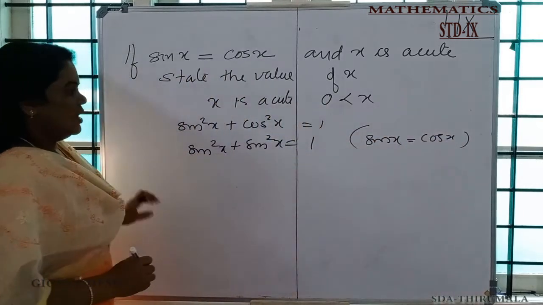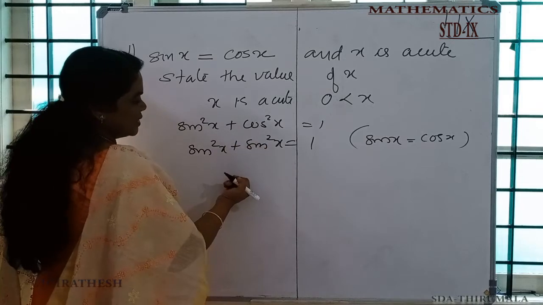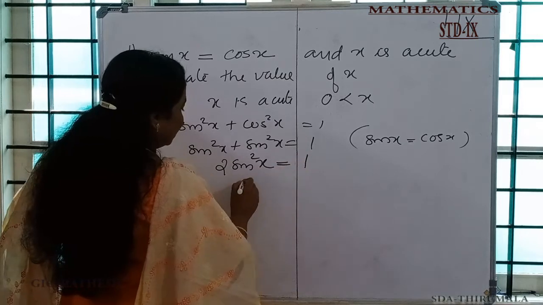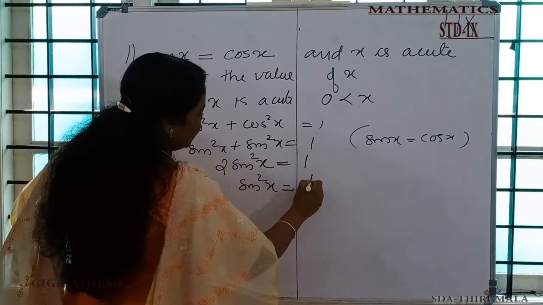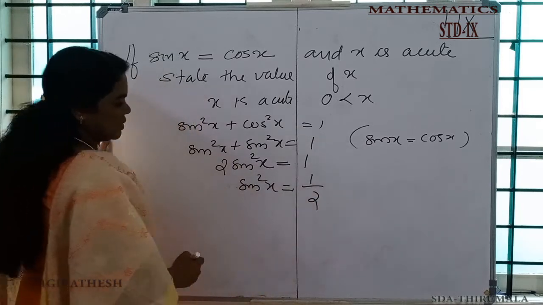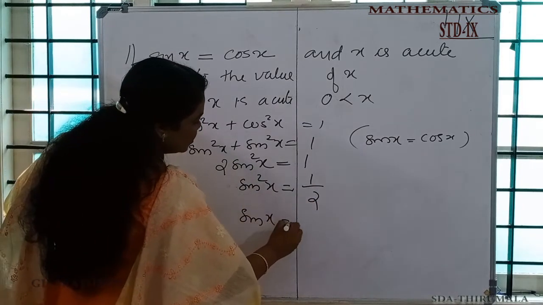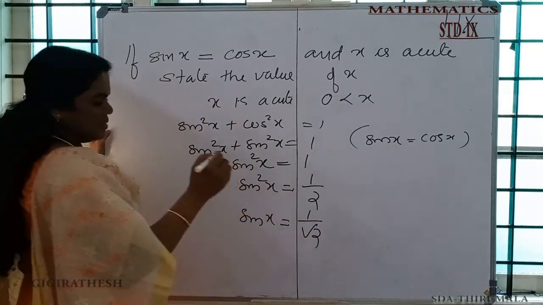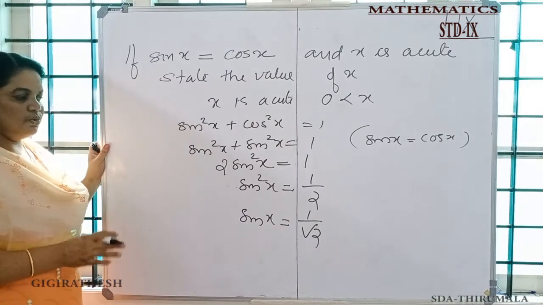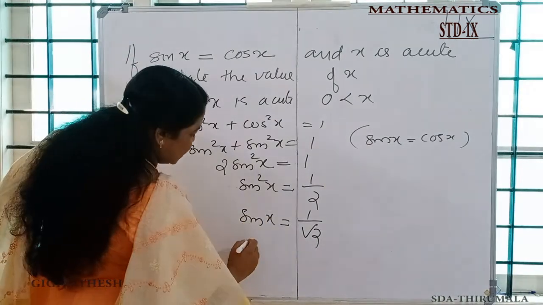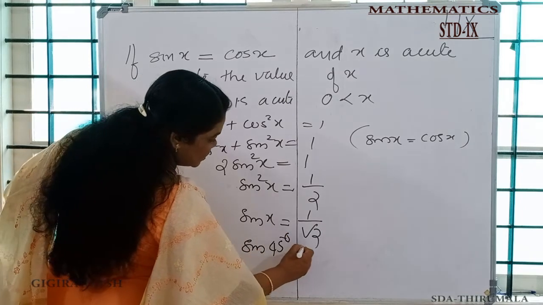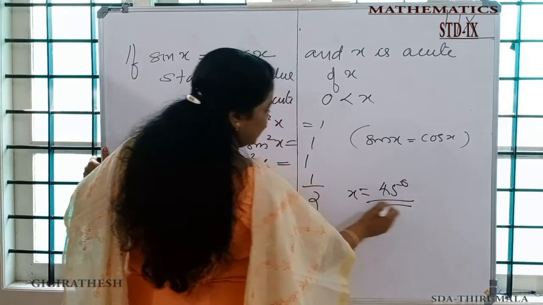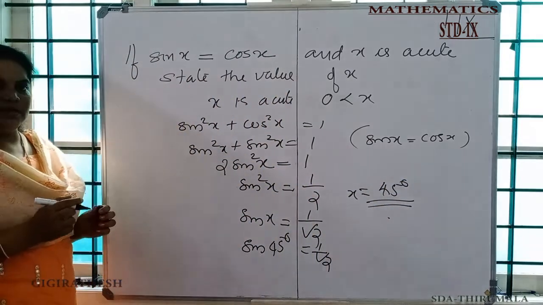Then sin square x plus sin square x is equal to 2 sin square x is equal to 1. Then sin square x is equal to 1 by 2, as this 2 goes to the right side, and sin x is equal to 1 by root 2. What is the value of x? We know that sin 45 is equal to 1 by root 2, so x is equal to 45 degrees.